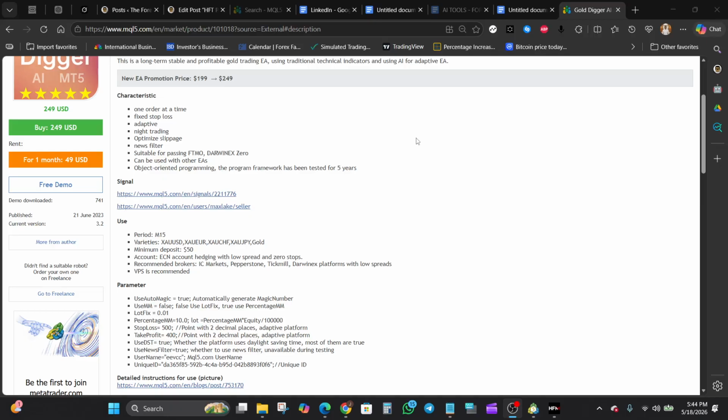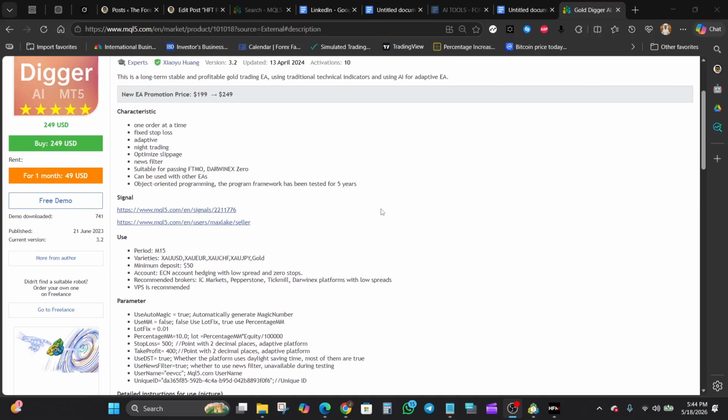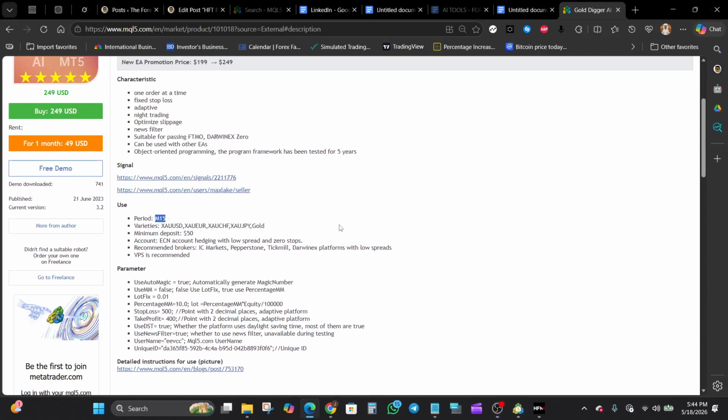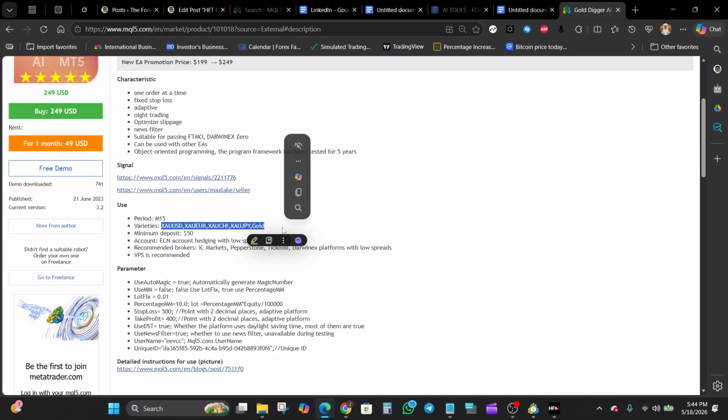Right. So the marketplace page also mentions that the EA is intended for use on the M15 charts, specifically on gold related symbols like XAU USD, XAU EUR, XAU CHF, XAU JPY, and gold. So if you are testing this yourself, those are clearly the primary instruments the developer recommends using.